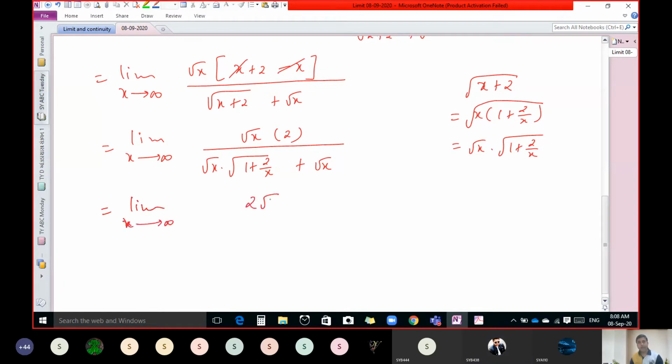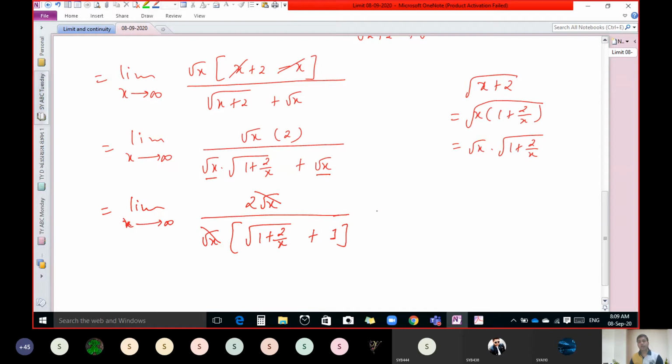Now this numerator you can write as 2 root x. Okay, just tell me, is it possible to take root x common from the denominator? Root x. So you can take root x common. So what do we get in the remaining part? In the remaining part we get root of 1 plus 2 upon x plus obviously 1. And this root x cancels.